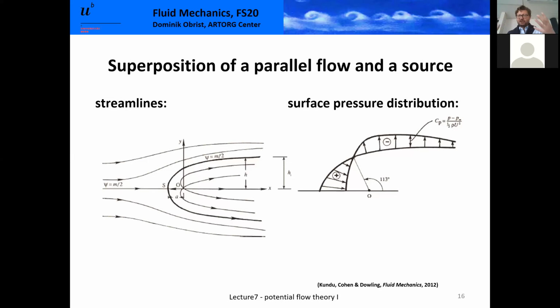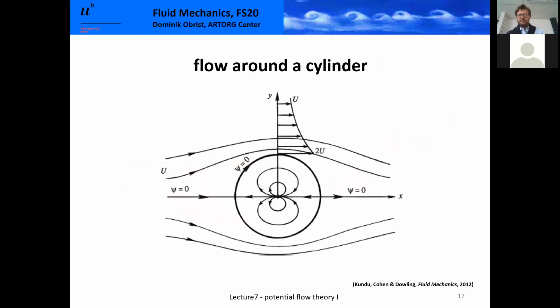If we add such a dipole to a parallel flow, we get the following solution. We can get the flow around a closed body, and the closed body is actually a circle, or if you think of it in 3D, it's a cylinder. So simply the sum of the potential for a parallel flow with the potential for a dipole gives you the flow field, the irrotational flow field, around the cylinder.